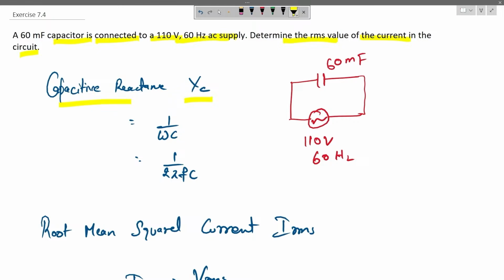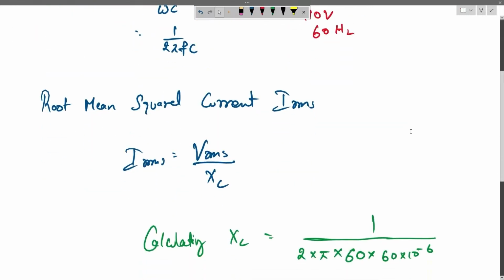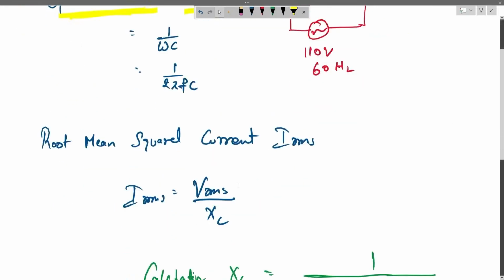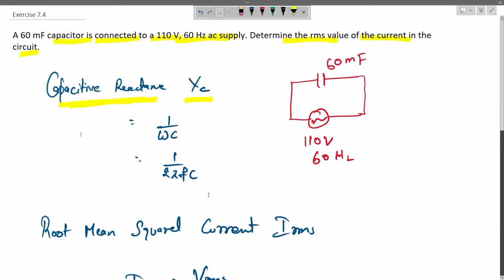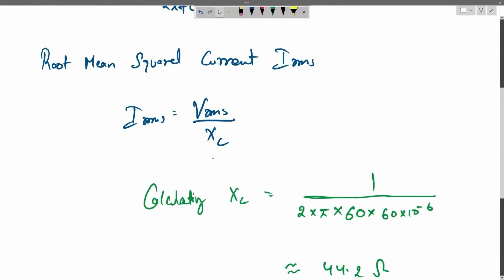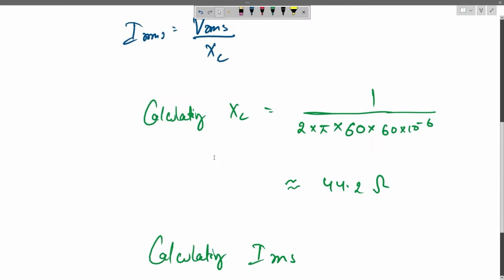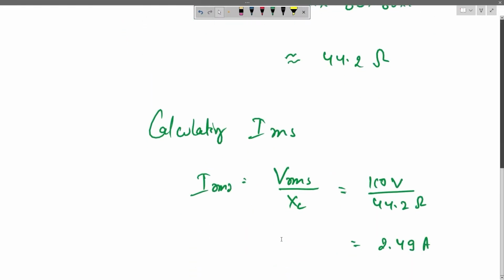Since this represents the resistance in the circuit, we can give the expression for current as voltage divided by resistance, that is IRMS is equal to VRMS by XC. Here we have to find the capacitive reactance XC, and since VRMS is given, we substitute in the formula and find the value of IRMS. Calculating XC, we get 44.2 ohm. Calculating IRMS using VRMS by XC, we get a value of 2.49 ampere.